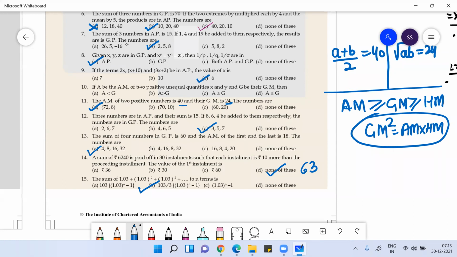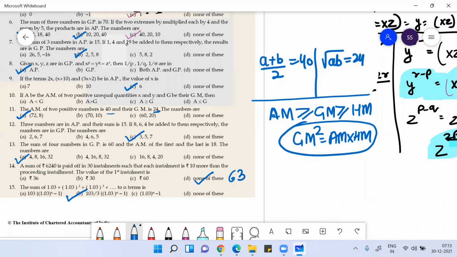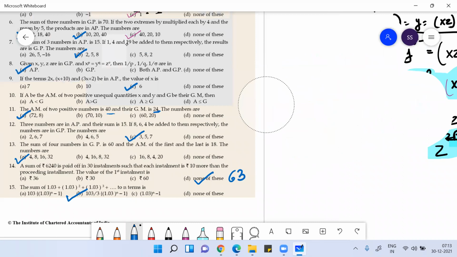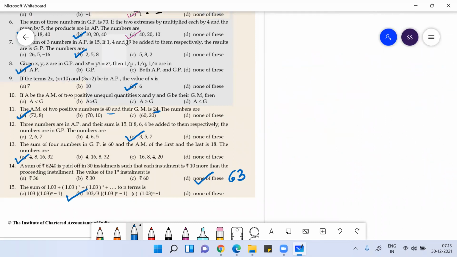15th one, how to do? One minute, let me do the 15th one. Same as we did yesterday: 1.03 plus 1.03 square plus 1.03 to the power 3, like this till n terms.